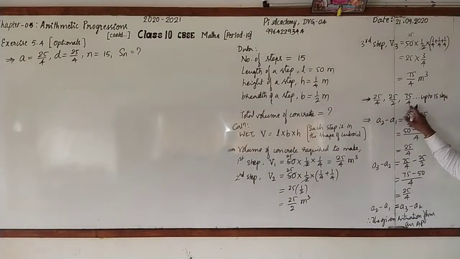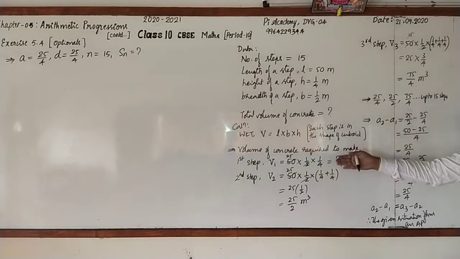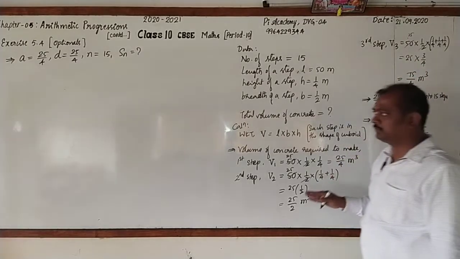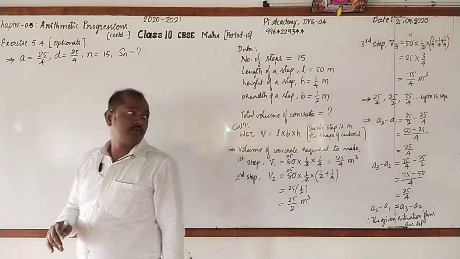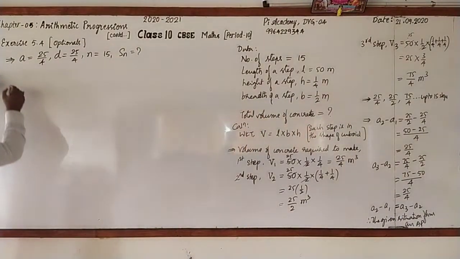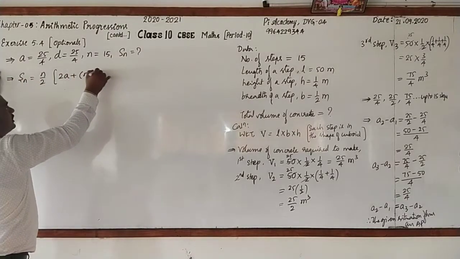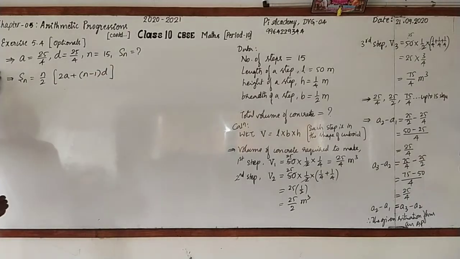One more thing, look here. Here we have taken these terms as A1, A2, A3 and so on. But actually here we have taken volumes. We may write V2 minus V1, V3 minus V2 also. Same. Look here. Let us use the formula. Sn is equal to n by 2 into 2a plus of n minus 1 into d. This is the well-known formula to find out the sum of the terms.